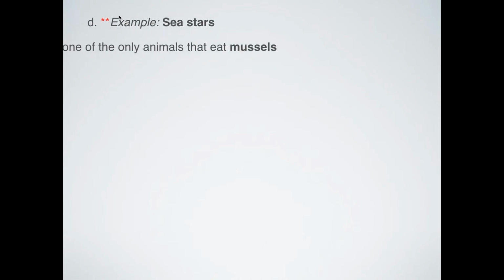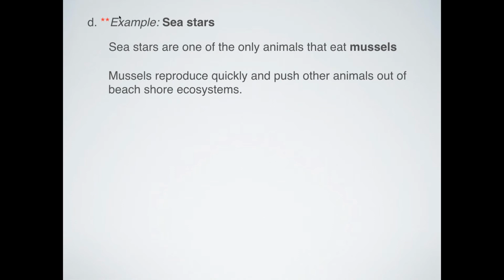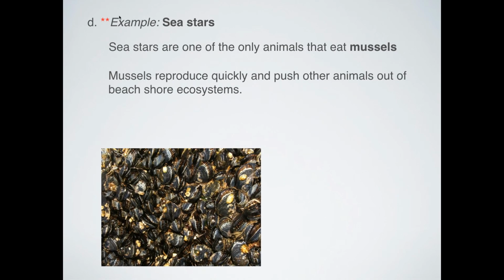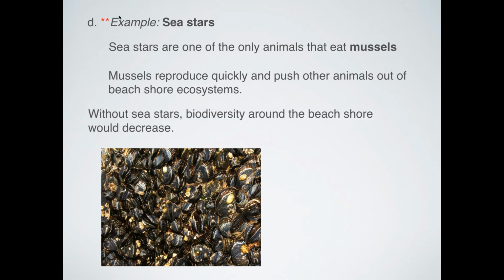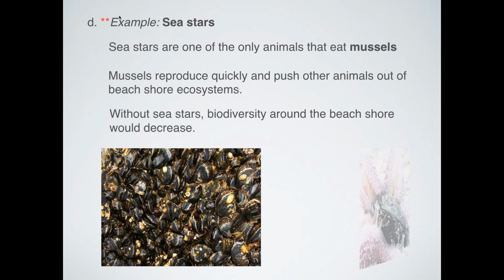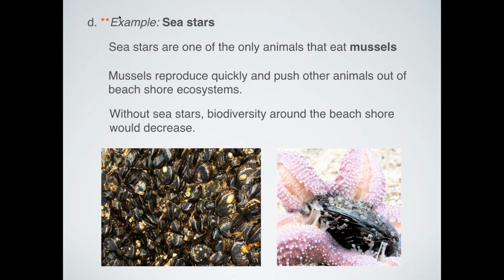Last but not least, sea stars. Sea stars are one of the only animals that eat mussels. Mussels reproduce extremely quickly and can start pushing animals out of their beachshore homes. Those are what mussels look like. Without sea stars, biodiversity around the beach would be very, very slim. You can see a sea star eating a mussel. They're actually able to liquefy the inside of the mussel, and then they slurp it out with almost like a straw, because they have two stomachs.